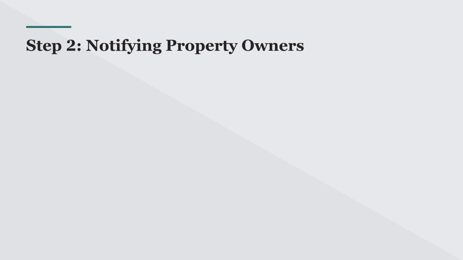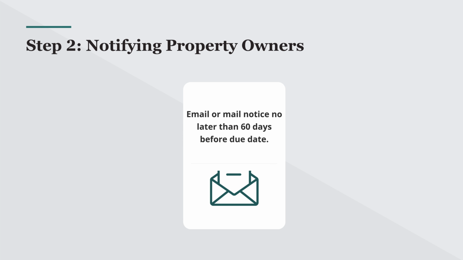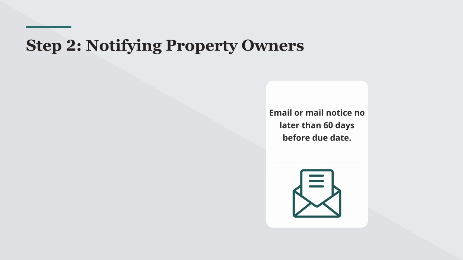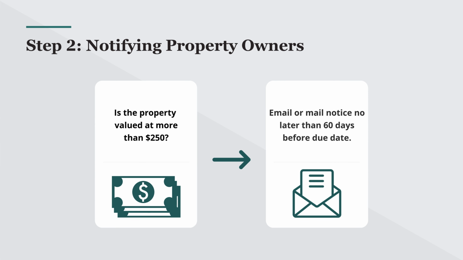The second step is to notify the property owner of each dormant account. Businesses must mail or email a due diligence notice 60 days before the due date to all owners of unclaimed property valued at more than $250 and that are due to appear in an annual report.